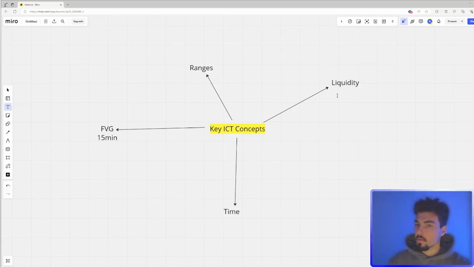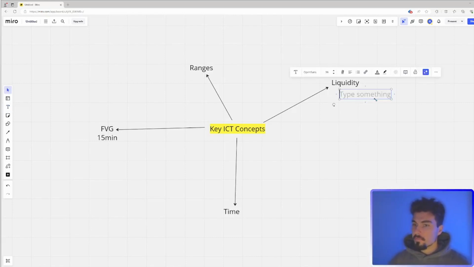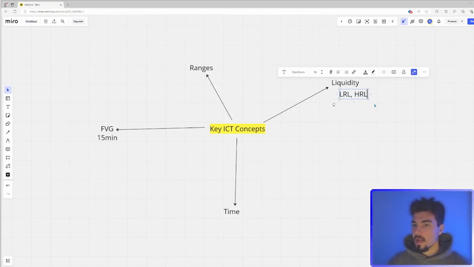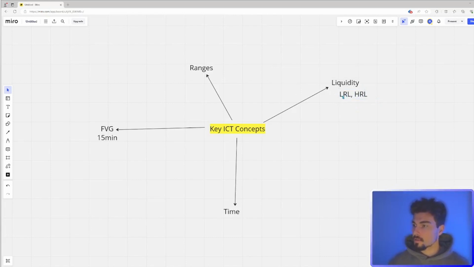The second point I want to talk about is liquidity. Now, there's different forms of liquidity, right? There's low resistance liquidity, there's high resistance liquidity, and for me, I like to target the first form, which is the low resistance liquidity. We'll get into some examples.